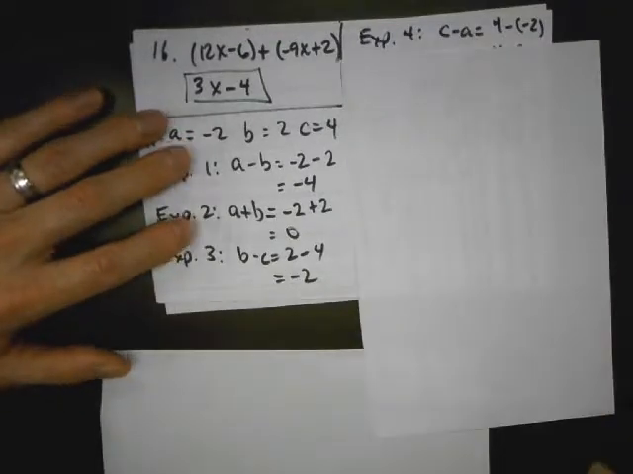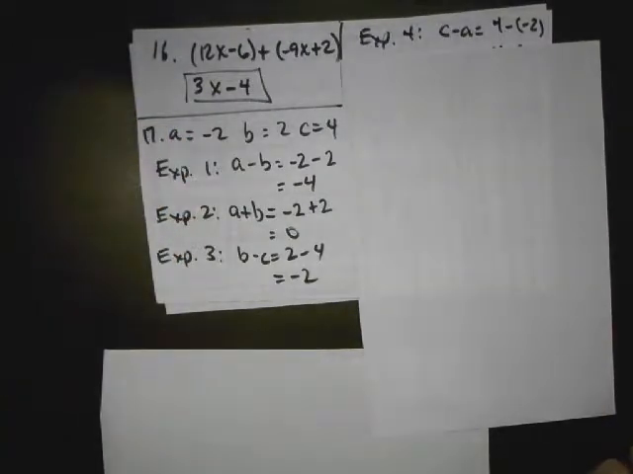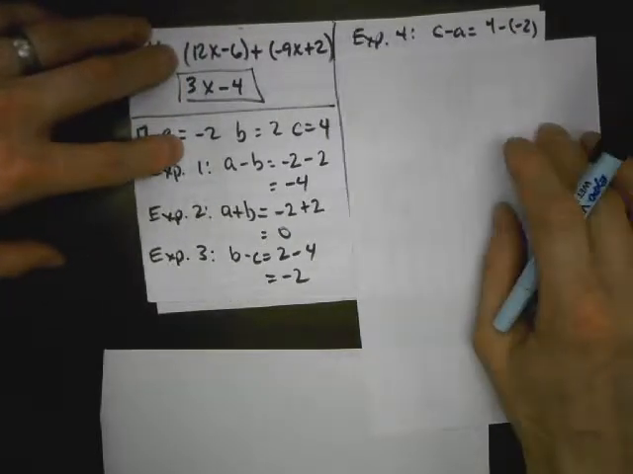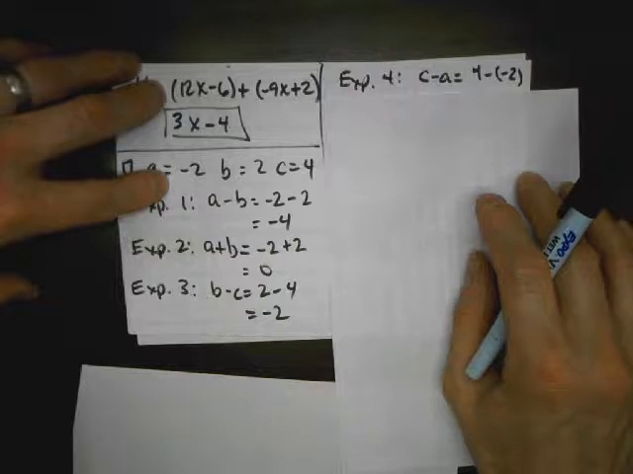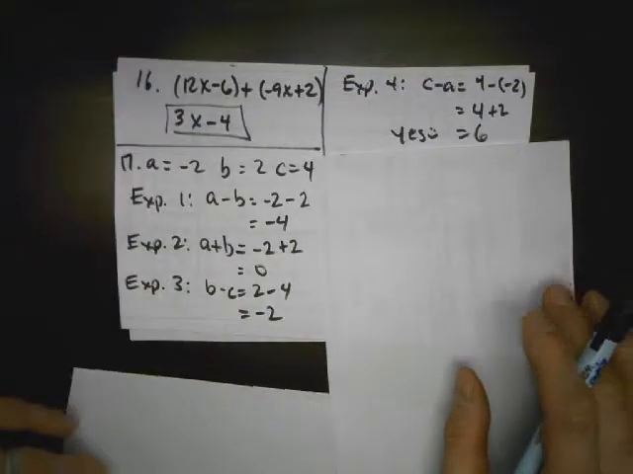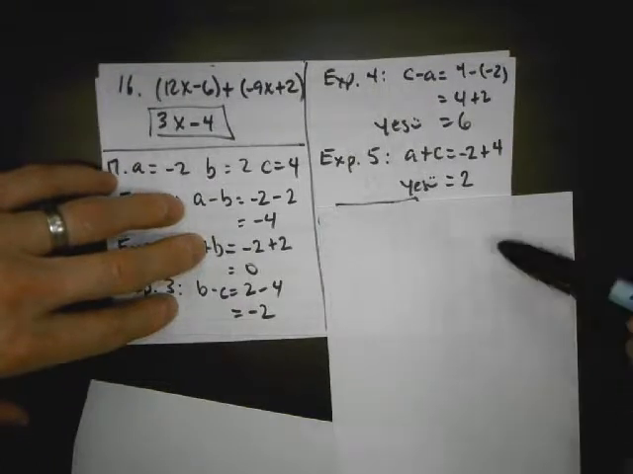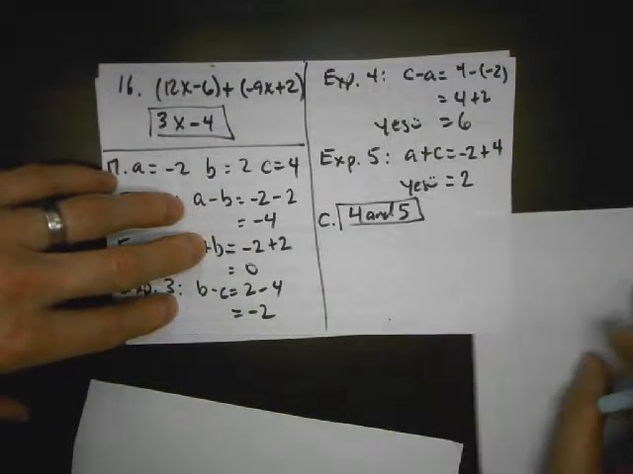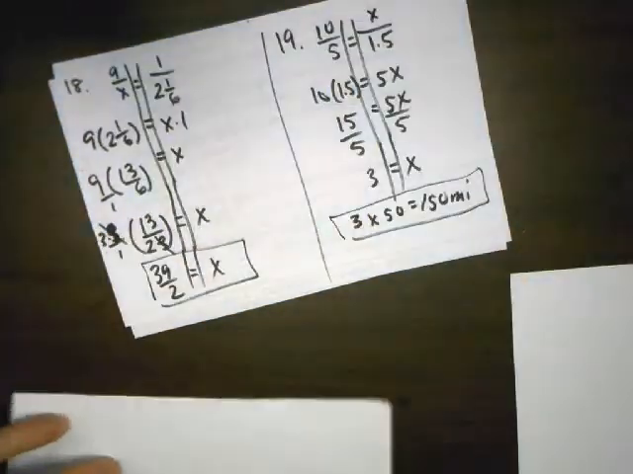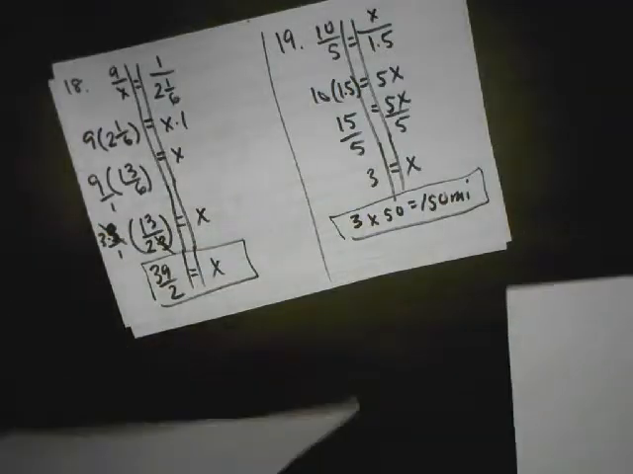That's not positive. 4. C take away A. C is 4. Take away A. A is negative 2, so you need 2 negatives for that part. When I draw my 2 sticks and do my teams, I get 6. That one works. And 5 works also. Negative 2 plus 4 is also positive. So my answers are 4 and 5 for number 17. Sorry, that was number 17.